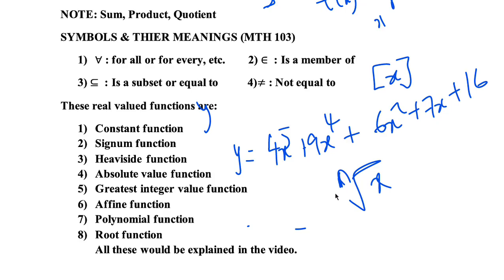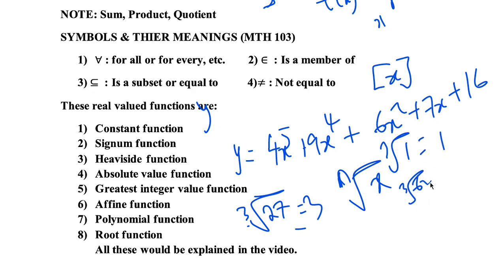If n is odd, for example, we are asked for the cube root of 27. What is it? It gives you 3, because 3 times 3 times 3 is 27. If you are asked for maybe the cube root of 1, it is 1, because 1 times 1 times 1 is 1. The cube root of 64 is 4. So what do we notice here?